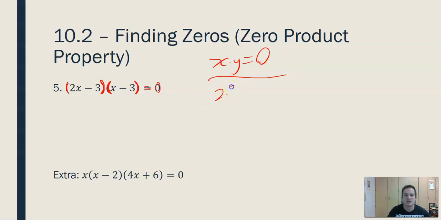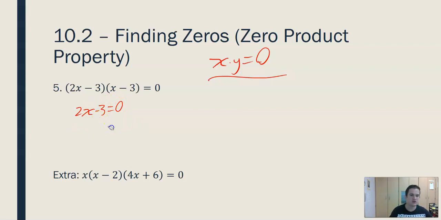I can't do like 2 times 3 and get 0, or 3 times 3 and get 0, or 100 times 3 and get 0. One of those terms has to be 0. So, in this case, I have 2x minus 3 times x minus 3 equals 0. So either 2x minus 3 has to equal 0, or x minus 3 has to equal 0. Okay, well this is just 2 linear equations where I can solve for x.